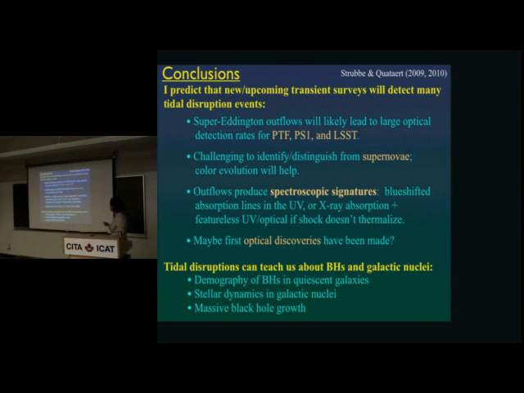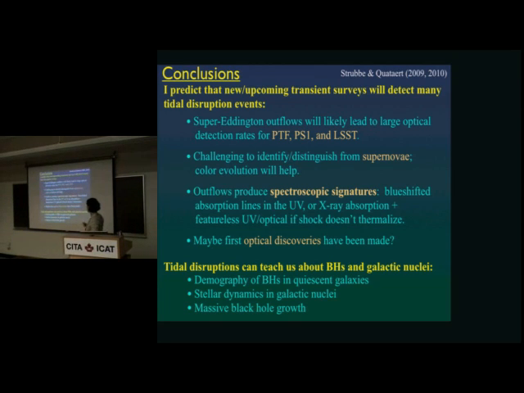So in conclusion, I predict that new and upcoming transient surveys will detect many tidal disruption events. The super-Eddington outflows will likely lead to large optical detection rates for PTF, Pan-STARRS, and others. It's going to be challenging to identify and distinguish these from supernovae, but the color evolution will help. And so will the spectroscopic signatures of outflows: blue-shifted absorption lines in the UV, or X-ray absorption, and a featureless UV and optical continuum if the shock isn't able to thermalize.